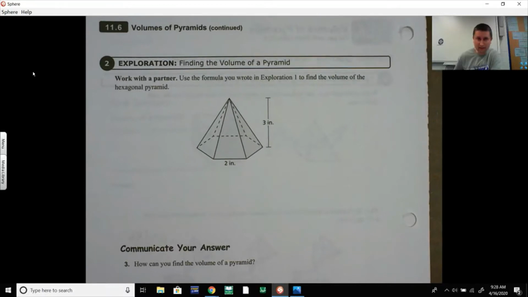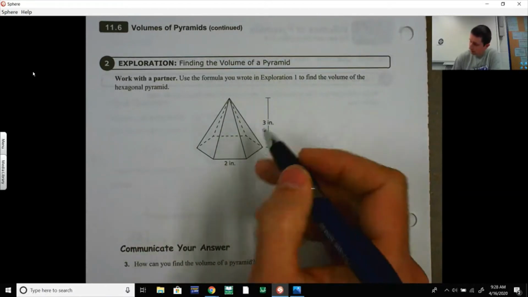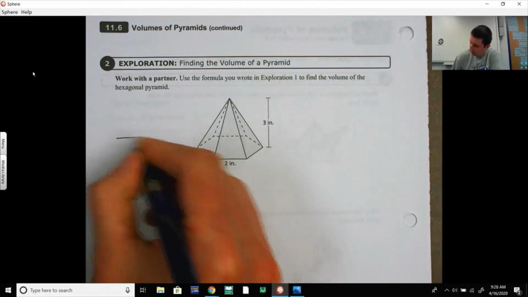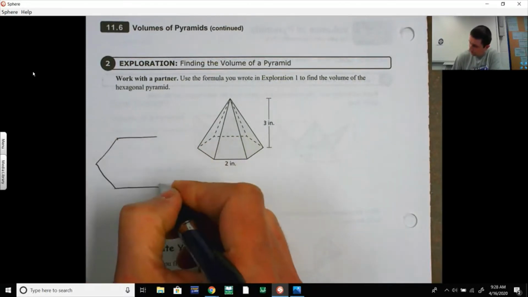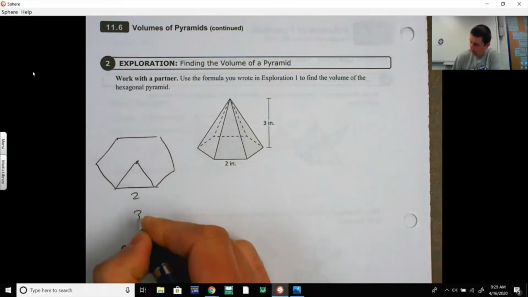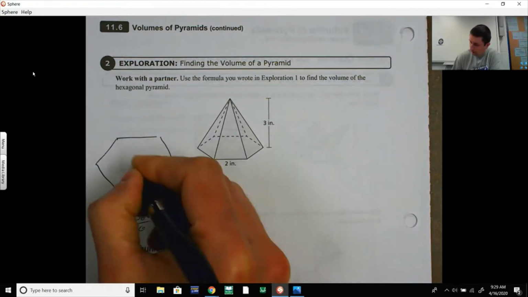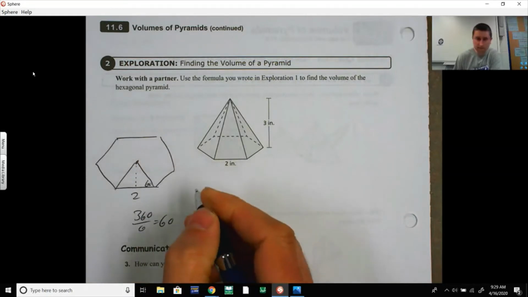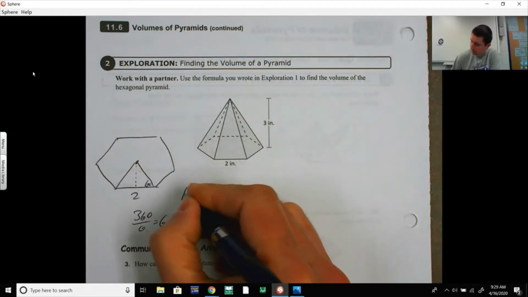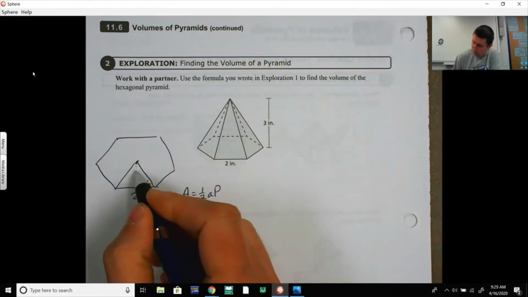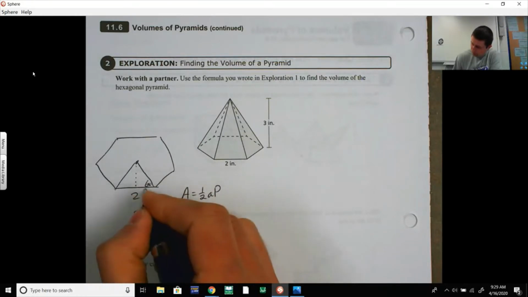This is a hexagonal pyramid, and so we have a hexagon here, and the side length is 2. So I'm going to draw my hexagon over here. I have a side length 2. There's my central angle. If I take 360 divided by 6, I know my central angle is 60. That makes these 60s. I have an equilateral triangle. Remember, for this area, I need 1/2 of the apothem times the perimeter. Okay? So the apothem, if this is 2 across here, this would be 1.